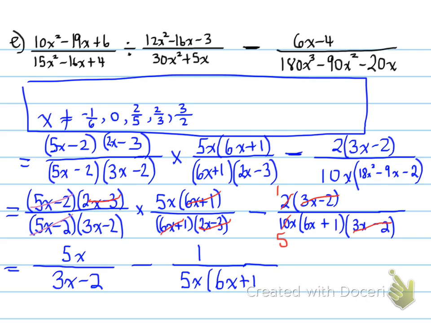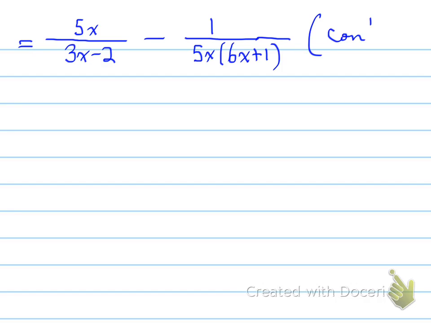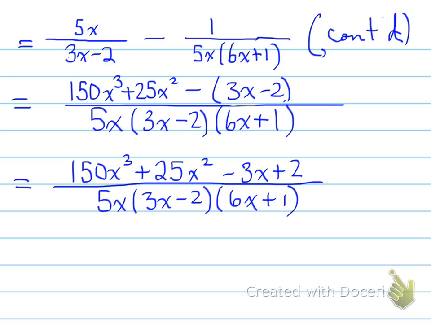Next step is to find a common denominator. So we take the same thing, and now we find the common denominator. Now rewrite the question, as you can see here, and we're going to find the common denominator. That is from the previous question, it's continued. Okay, the following expression. Ready? Here we go. Common denominator is going to be 3x minus 2 times 5x times 6x plus 1. And we just put it in order.